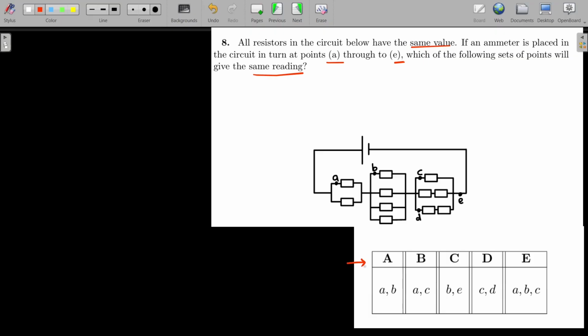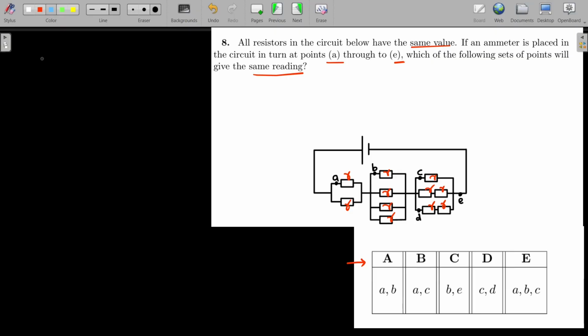So your options are A, B, C, D, and various points are written here: A, B; A, C; B, E; C, D; and A, B, C, like this. In this question, we have no value given. There is no exact value of voltage or resistors. The only information we have is that all the resistors are of the same value. So we can assume that all the resistors are of the same value R, right? And then we have to see where the reading of the ammeter will be the same. So please see how we can solve this question.